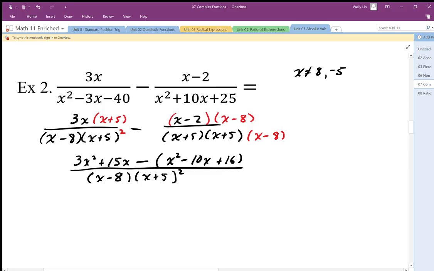I want to combine my like terms now. I end up with 2x squared. And this is important. Now that I have 15x, I'm going to do a minus minus. So that really is a plus 10x. So 25x minus positive 16, so that's minus 16. And that's all over my common denominator.